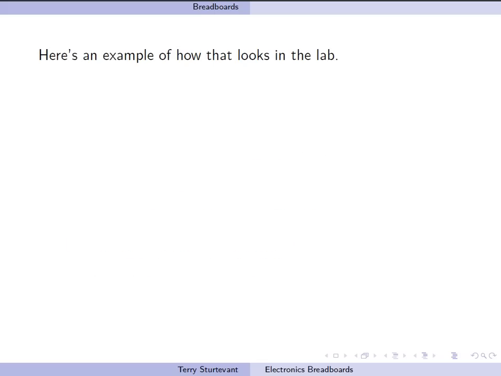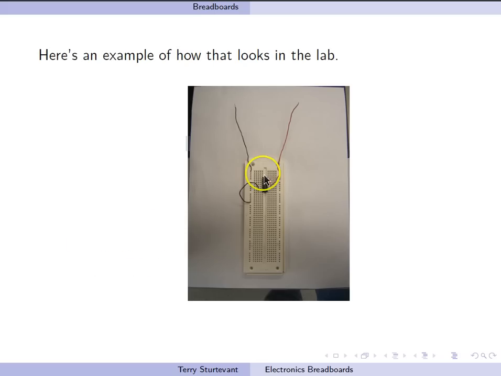So, in the lab, that looks something like this. Here we see a chip. It's across the trough, one line of pins on this side, one line on this side. The VCC pin is in the upper right, connected over to this column. The lower left is the ground, which is connected to this column.